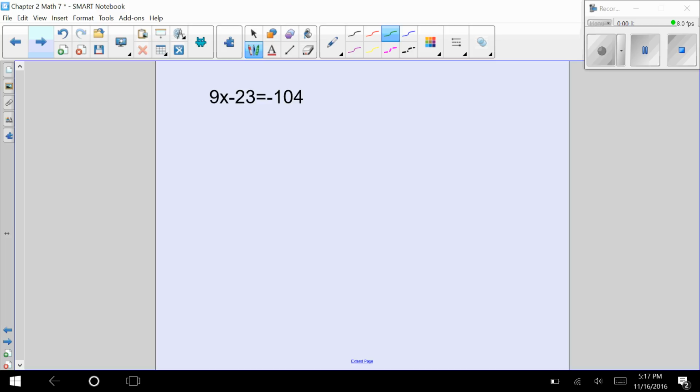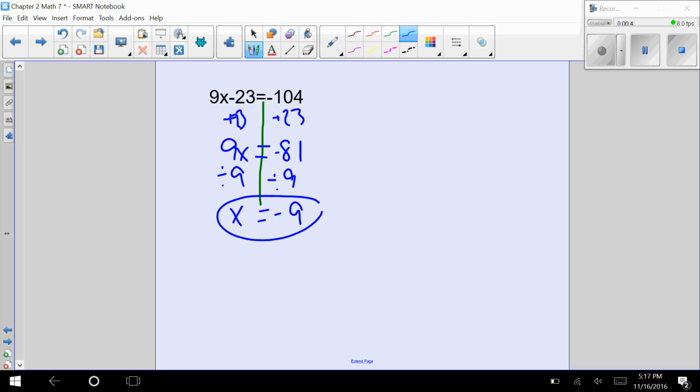9x minus 23 equals negative 104. Let's draw our wall. A reminder that we get rid of addition and subtraction first. So right now I'm subtracting 23 from the x side of the equation, so I'm going to add 23 to both sides. I end up with 9x equals negative 81. And then to undo 9x, that's multiplication. To undo multiplication, I divide by 9, so x equals negative 9.